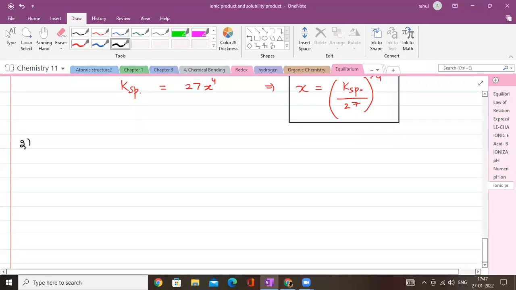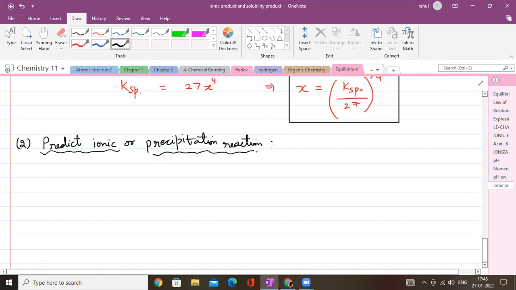Let's go to the second application of solubility product. As I said, it helps us to predict, of course, ionic or precipitation reaction. Now, what I mean to say right now is, it will tell us whether there will be precipitation in a reaction or not, right?